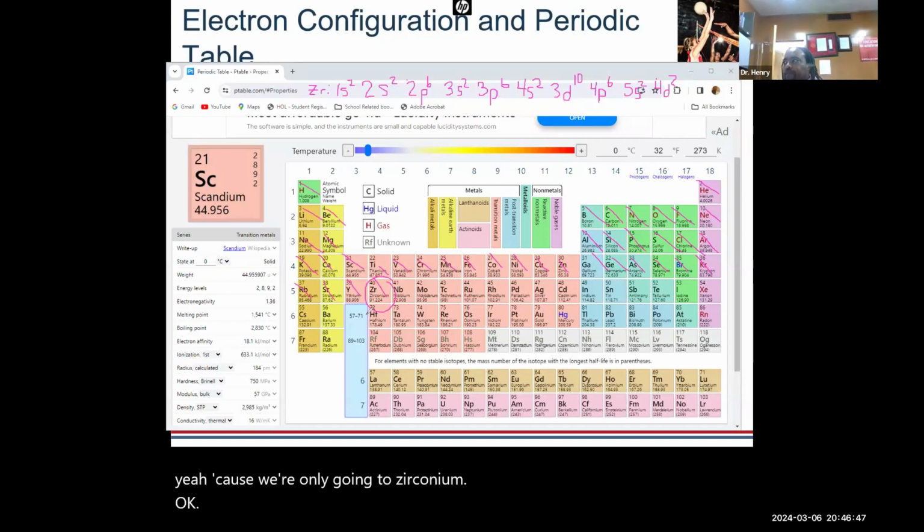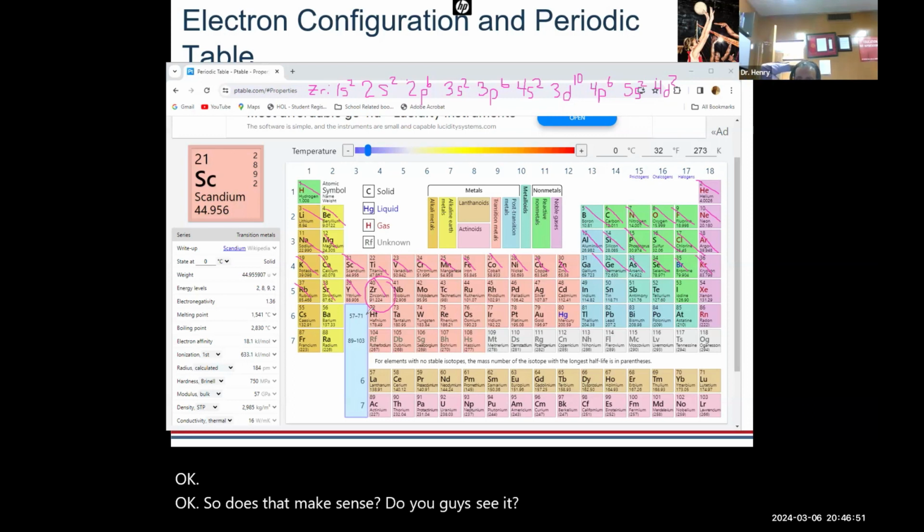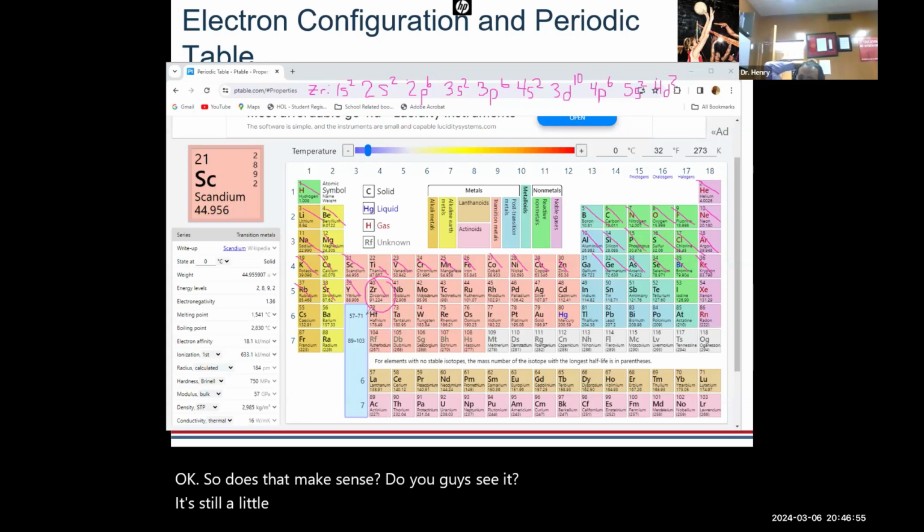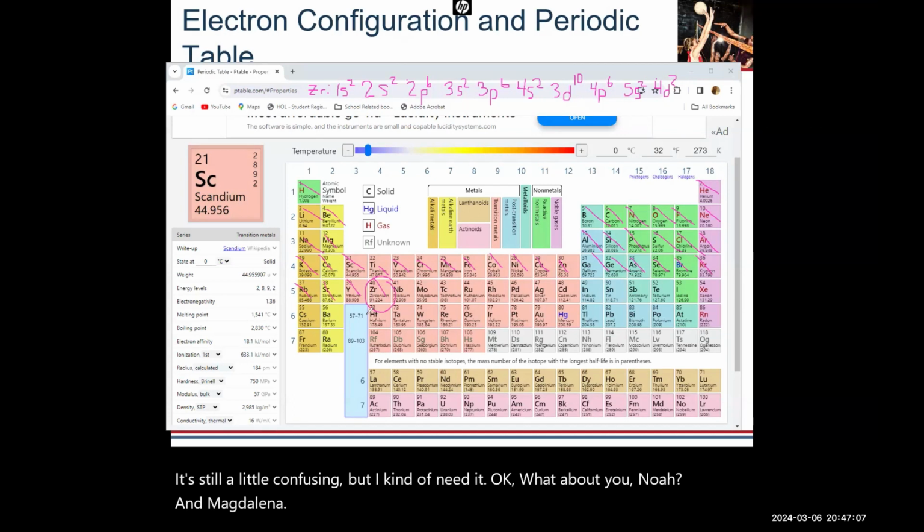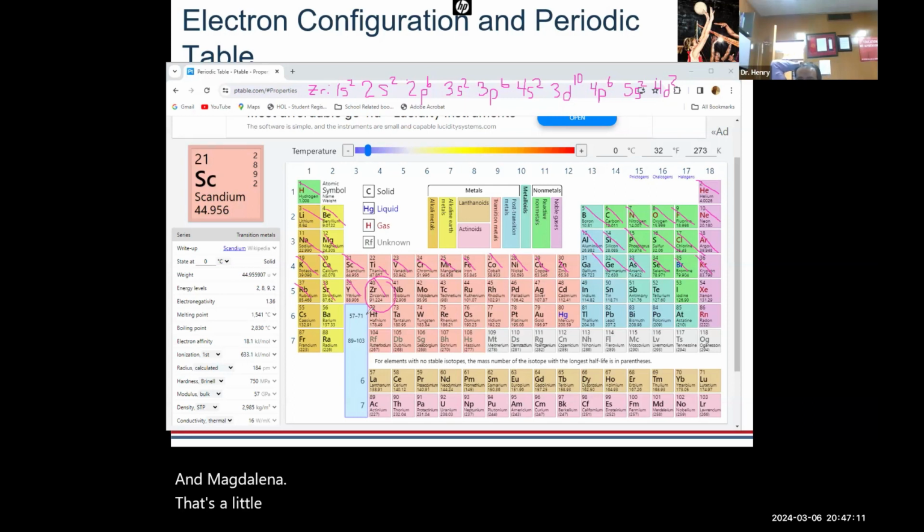So does that make sense? Do you guys see it? It's still a little confusing, but I kind of get it. What about you, Noah and Magdalena? It's a little tedious.